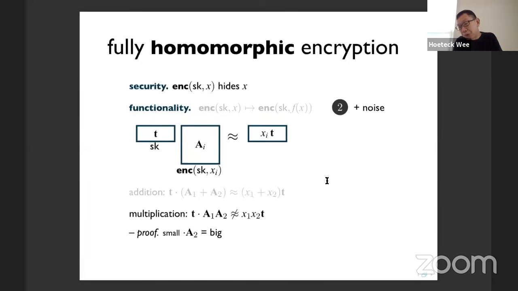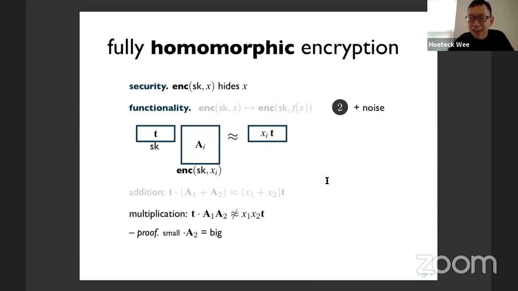Think of A2 as a uniformly random matrix. So each of these entries is uniformly random from Z_Q. And in general, uniformly random elements from Z_Q are going to be big. So A2 is basically going to be big. So when you multiply small by big, you're going to get a big value. So you don't quite get correctness anymore. You can handle addition, but you cannot handle multiplication.